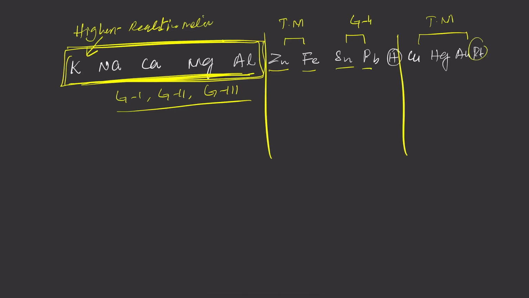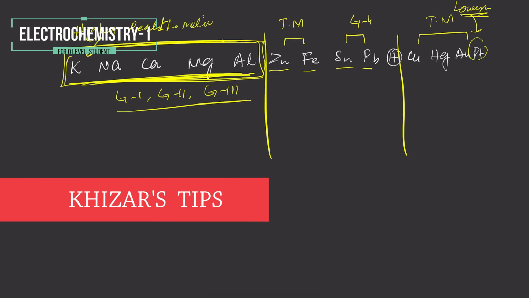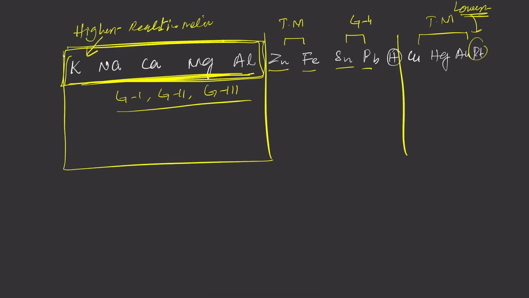And this one is the lowest reactive. But as far as the reactivity of the ions is concerned, it is reciprocal to the reactivity of the metal. Once again, I'm going to tell you a simple technique. These group 1, group 2 and group 3 elements cannot go, their ions cannot approach the cathode if water is present. The winner will be water.